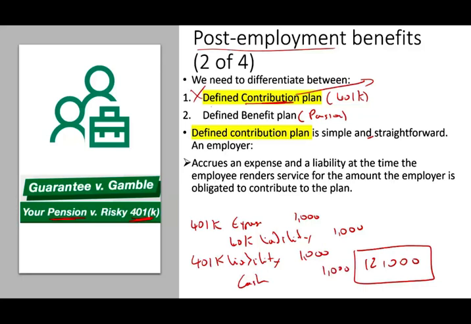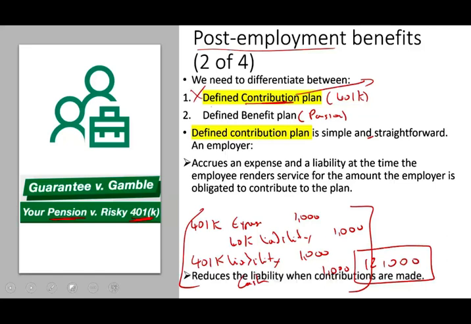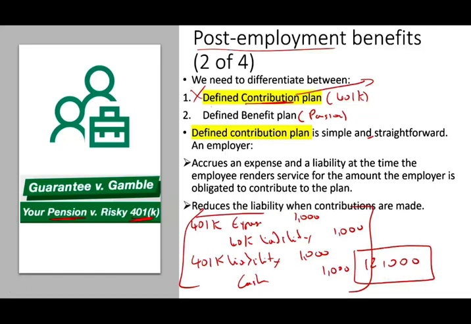So this is it. This is the defined contribution plan for a particular company. They have to pay $1,000 per month, and this is how it goes. We're done. That's it. Then when we pay the liability, we reduce the liability, and that's the company's responsibility.